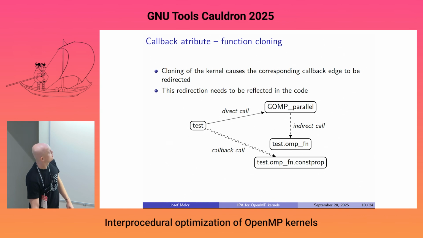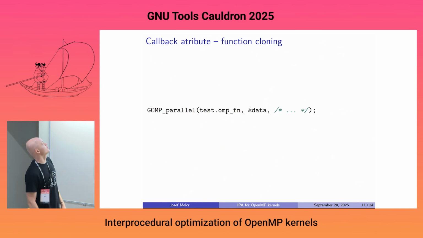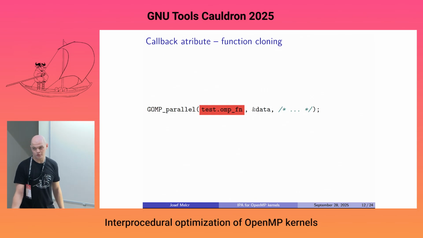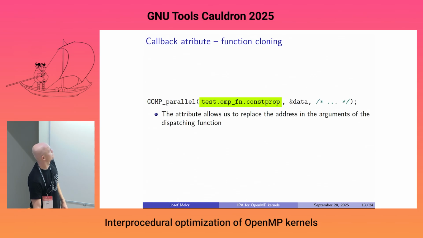In the code, the original call to gomp parallel looks like this, and it's using the now outdated function test.ompfn, and that's not correct. We need to replace this address with the address of the clone. Right, and that's pretty much it. That's redirection done.